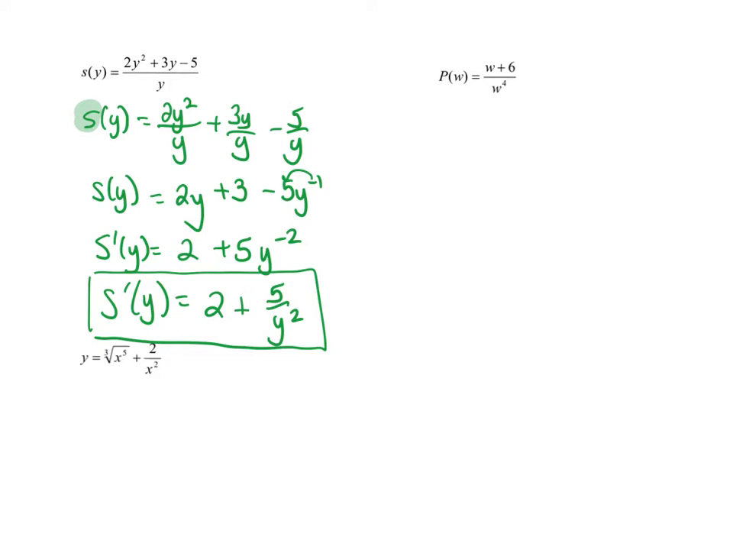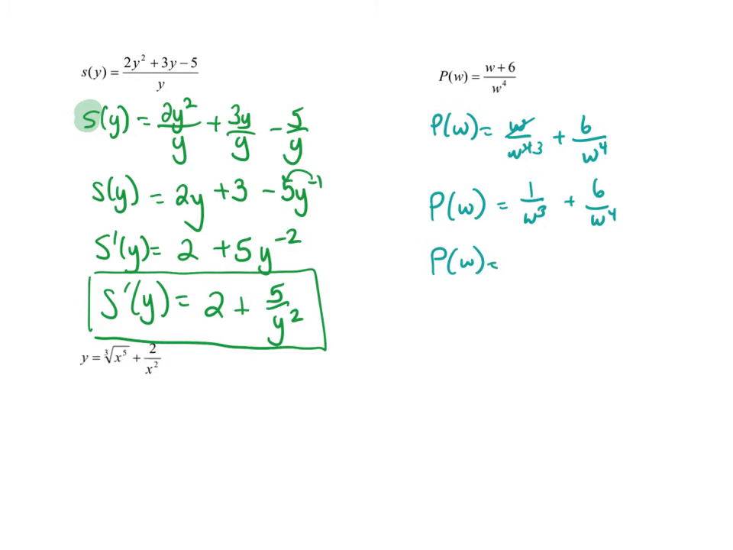All right, let's look at this next one. Very similar kind of idea. We'll rewrite it first by rewriting them over w to the 4, always trying to get it to be a variable to a power. So if I simplify, this is going to be 1 over w cubed, because you can cancel one of those with one of those, plus 6 over w to the 4th. Then I have to take them up as negative exponents, so this one will be w to the minus 3 plus 6w to the minus 4.